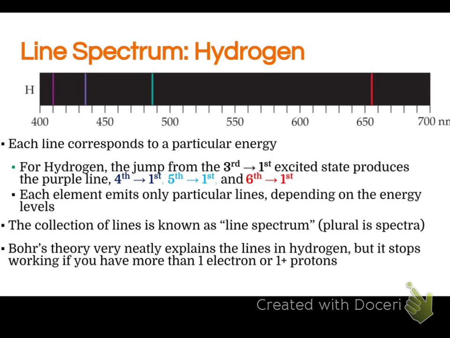So the next thing we want to look at is back to that line spectrum. If we had a lamp with hydrogen in it and we run electricity through it and then we peek through and look at the spectrum of light it emits, we would see 4 lines.